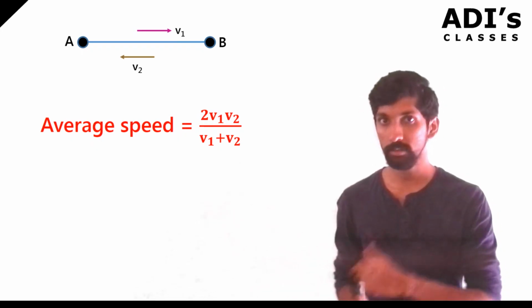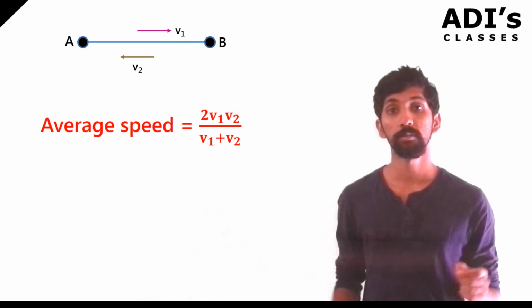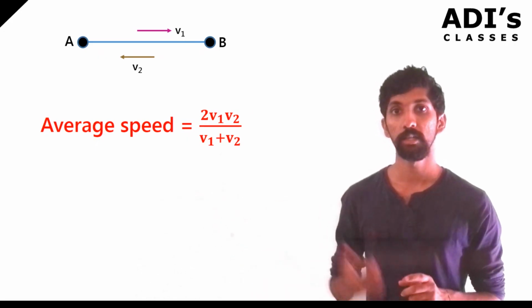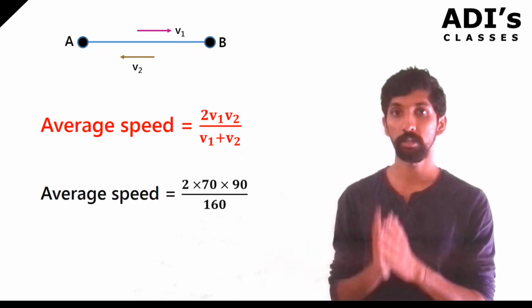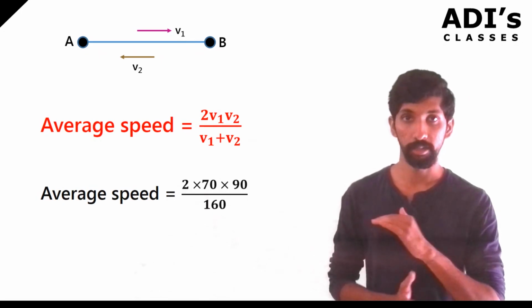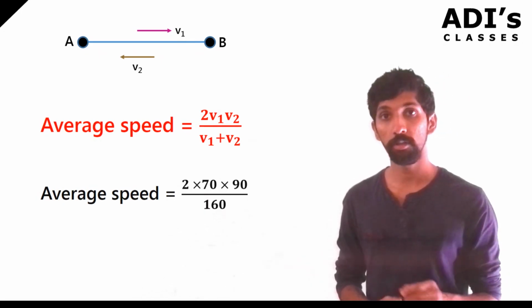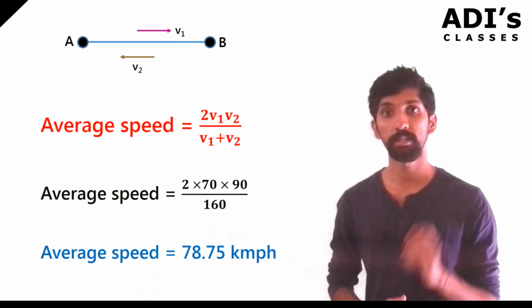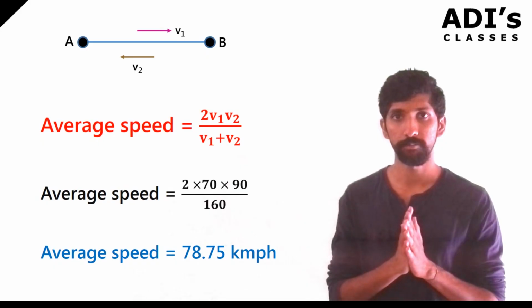Now let's try to apply this formula for this problem. Now in this case, what was the first speed? First speed was 70, correct? And then the second speed was 90. So 2 into 70 into 90 divided by 70 plus 90. So if you solve this one also, you will get the same answer. You will get the answer as what? You will get it as 78.75.